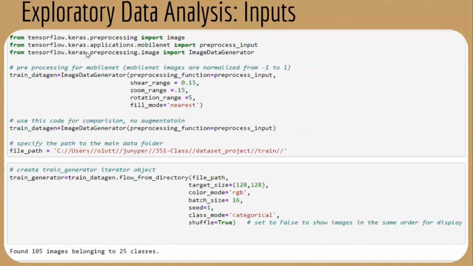For the data exploration, we pre-processed using the image data generator, as I had said before. This was because then we were able to consistently zoom and rotate the images so that they were all the exact same. And it allowed us to normalize the images between -1 and 1. We used the train generator in order to characterize the classes as categorical, as we needed to have each image belong to its appropriate class. And from there, we were able to find out that there were 105 images belonging to 25 different classes.